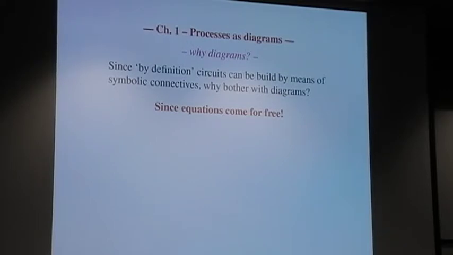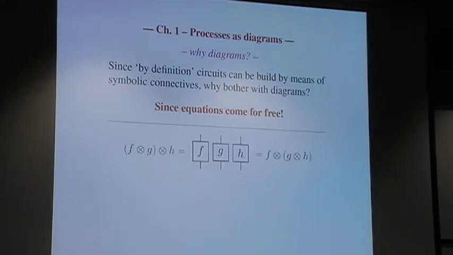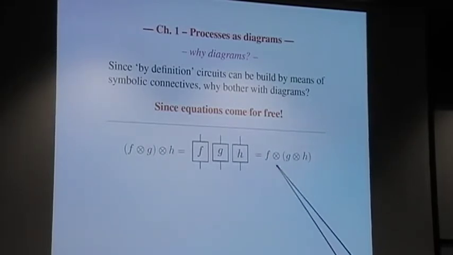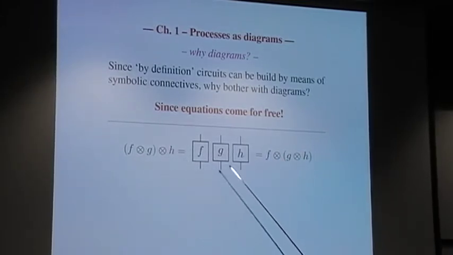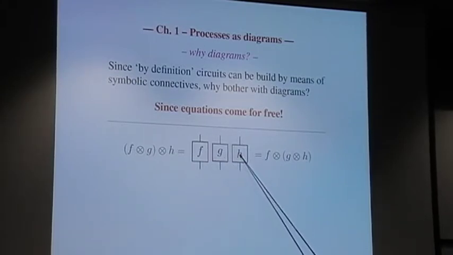The thing is, you get equations for free. What does it mean to get equations for free? Well, I'll show you. It means some equations are just implicit in the notation. Here is a very simple example. In symbolic mathematics you would typically have to say that this tensor is associative, which means saying that this thing is equal to this thing. Now, if you write the diagram, then you just write this.